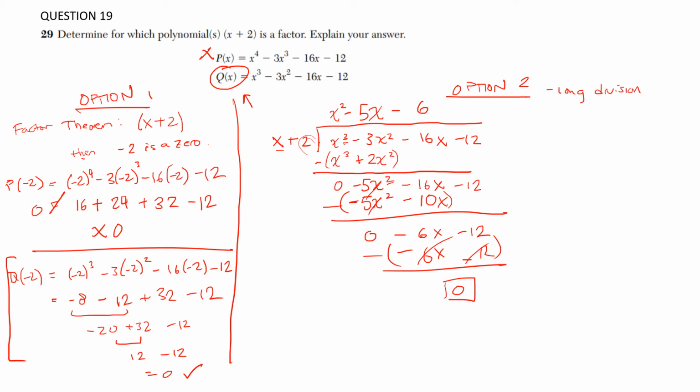Right? So in essence, we're saying this q of x here can be factored into x plus 2, and then another polynomial here, x squared minus 5x minus 6, with a remainder, again, of 0. I won't show p of x, but when you do this division for p of x, you will find that your remainder is not 0, and that's why it is not a factor.